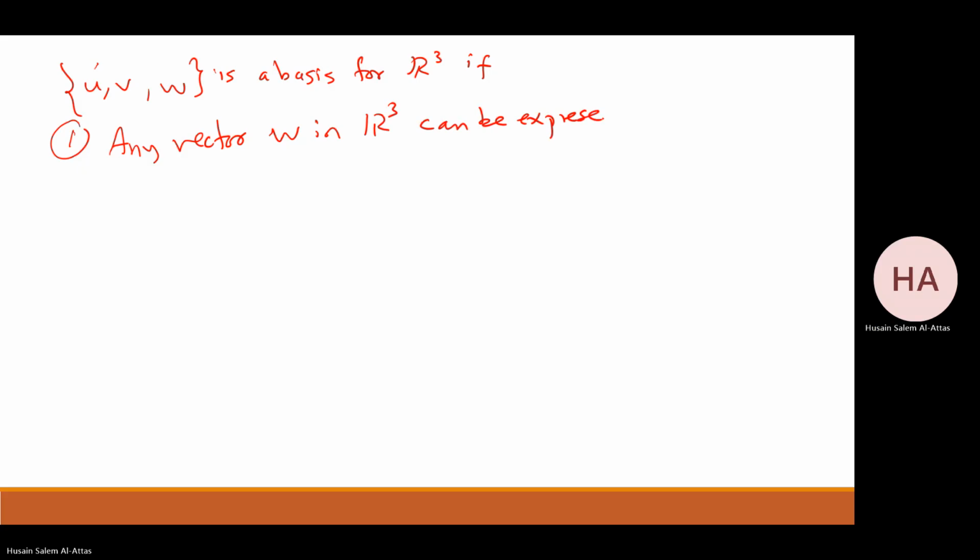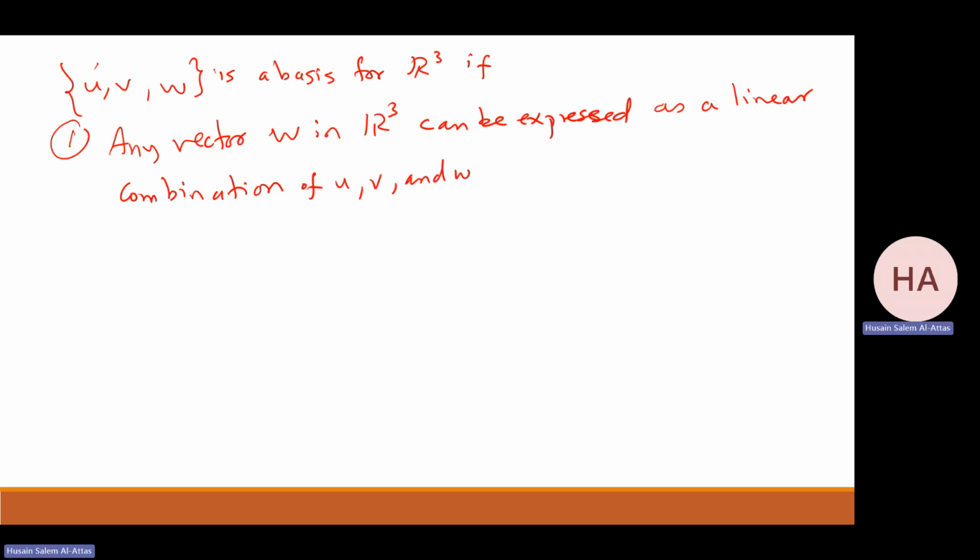can be expressed as a linear combination of U, V, and W. And so I call this T. Yeah, any vector T in R3 can be expressed as a linear combination of U, V, and W. This is the first condition. The second condition, U, V, and W are linearly independent. Then we call it a basis.